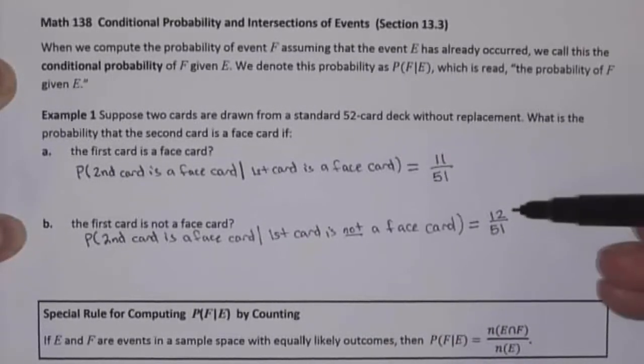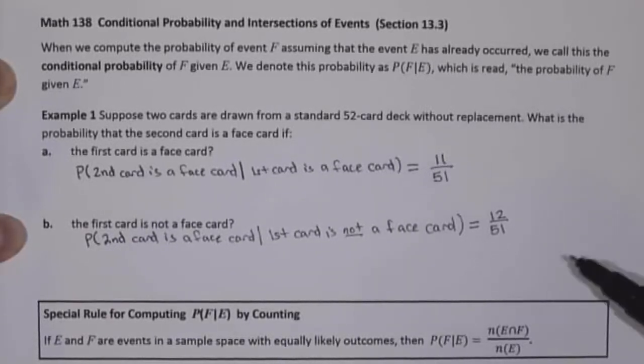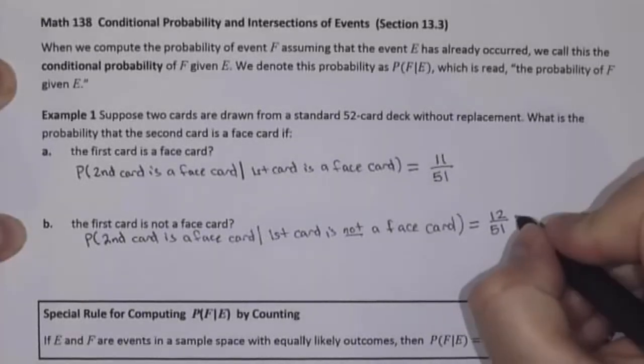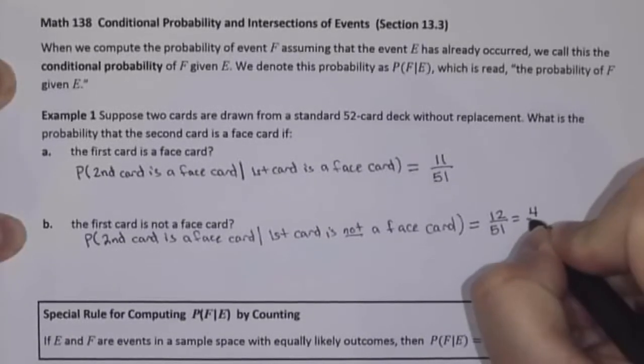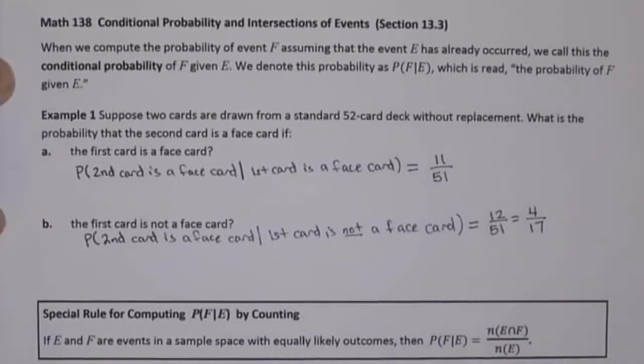So again, the 12 is coming from the fact that there'll still be 12 face cards in the deck. The 51 is coming from the fact that there'll only be 51 cards in the deck for the second card to be. Now 12 over 51 will simplify. We can reduce that. 12 and 51 can both be divided by 3. 12 divided by 3 would be 4. 51 divided by 3 is 17. So we could simplify that to 4/17.